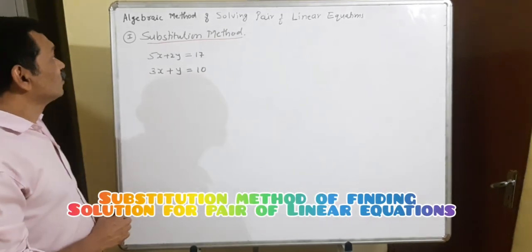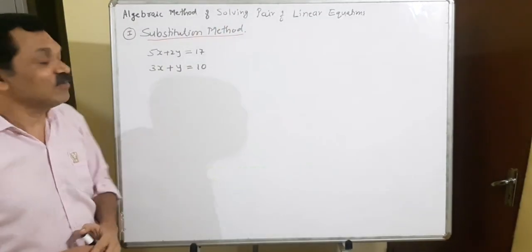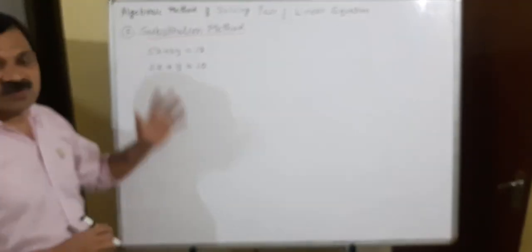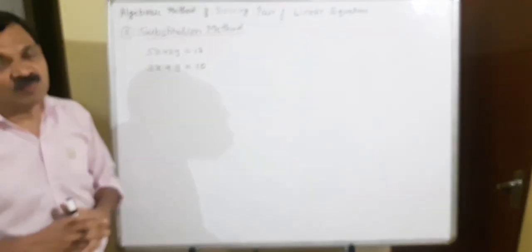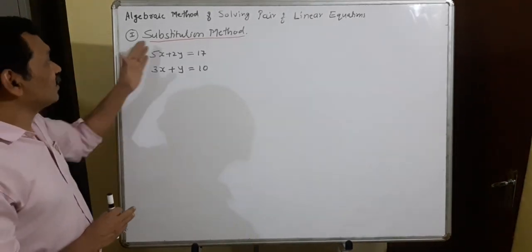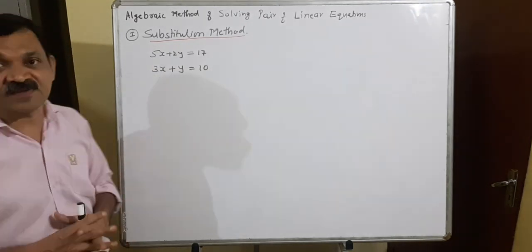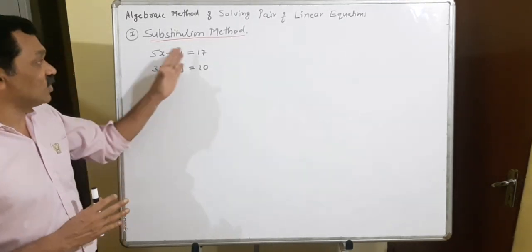Hello students, today we will study the algebraic method of solving a pair of linear equations. In the algebraic method we have three different methods: substitution method, elimination method and the cross multiplication method. Today we will study the substitution method in detail. Finding solutions means finding the values of x and y which satisfy both the equations.